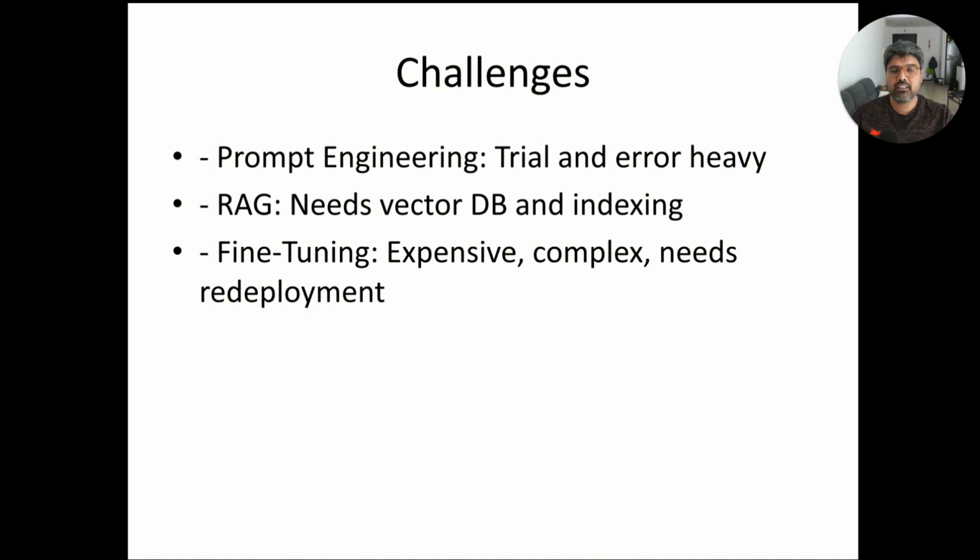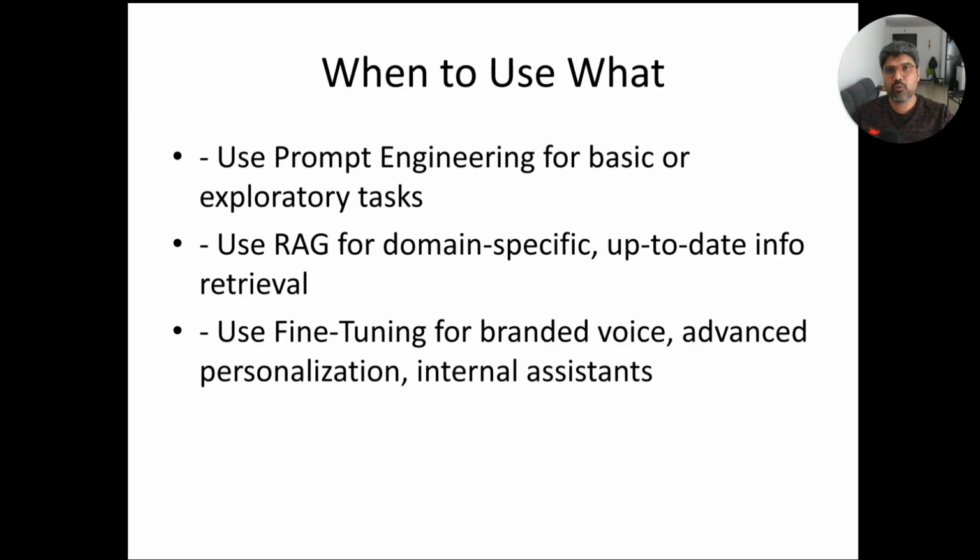So just again, some of the challenges that I wanted to speak about. Prompt engineering is trial and error heavy. This is the problem with prompt engineering. RAG needs a vector database and indexing, so it is a level of learning as well as investment. Fine tuning is expensive, complex, and needs a lot of redeployment, which is not a faster option. When to use what, as I mentioned: prompt engineering for basic exploratory use, RAG for domain specific, and fine tuning for branded voice, advanced personalization, and internal assistants.